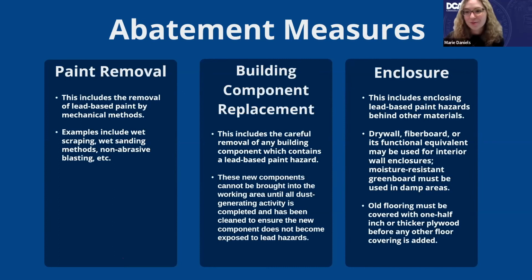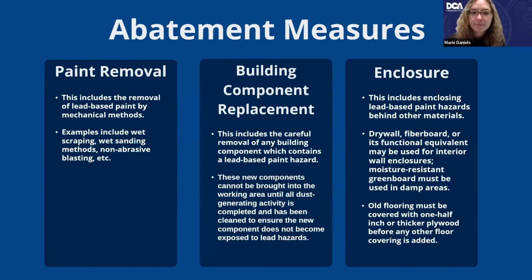So this includes removing the paint through mechanical methods. So that includes wet scraping, wet sanding, and any sort of non-abrasive blasting, just fully removing the paint from the structure. It also includes building component replacement. So this would be the careful removal of any building component which contains a lead-based paint hazard. Think if it's all on a door, it would be removing that door and fully replacing it. Bearing in mind, of course, that you cannot bring in the new component until you've removed the old component and it's been entirely cleaned, just to ensure that the new component isn't immediately exposed to lead-based paint hazards.